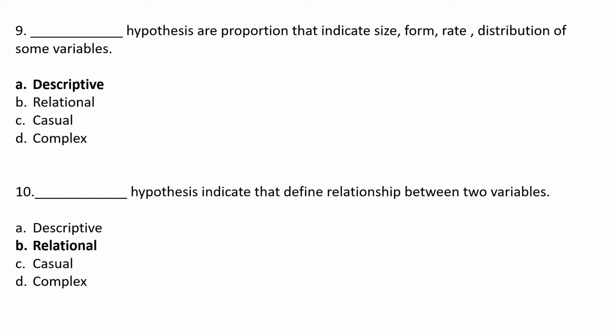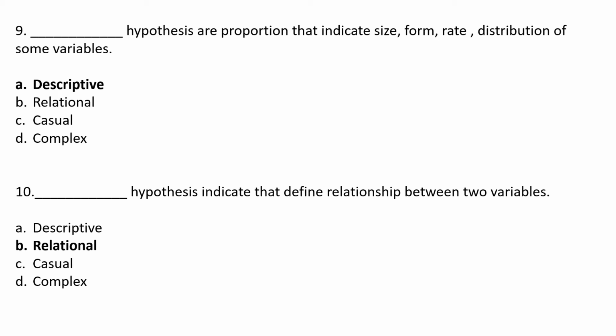Dash hypothesis are proportion that indicate size, form, rate, distribution of some variable. Option A, descriptive. Option B, relational. Option C, casual. Option D, complex. The correct answer is option A, descriptive.